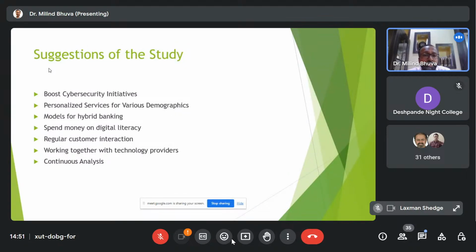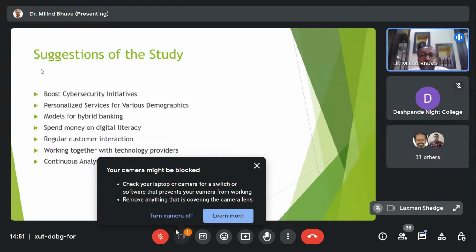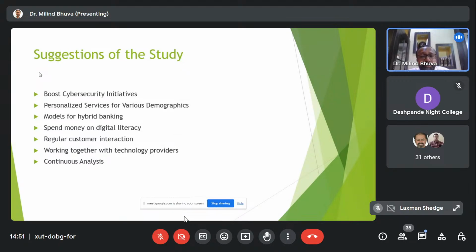If we talk about the suggestions of this study, the investigation revealed significant cybersecurity issues in internet banking, emphasizing the need for robust measures like advanced encryption, multi-factor authentication, and regular security audits to boost consumer confidence. Institutions should adapt their banking offerings to cater to different demographic groups, such as senior citizens seeking security education and younger tech-savvy individuals seeking advanced digital products. This would be really favorable for the banking organizations. A hybrid strategy combining branch-based and internet banking can cater to diverse customer preferences, allowing customers to choose their preferred mode of engagement while enjoying digital platforms. So that would be really favorable.